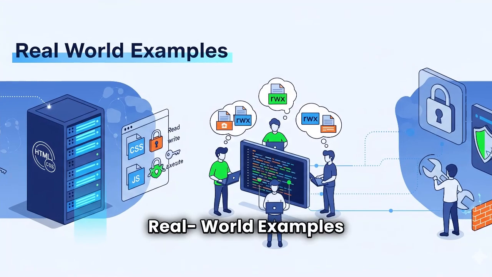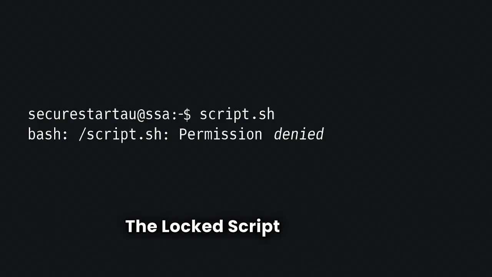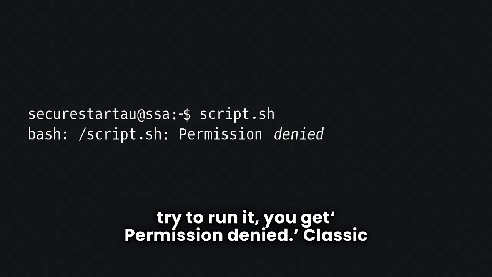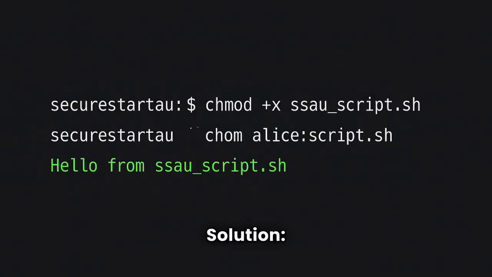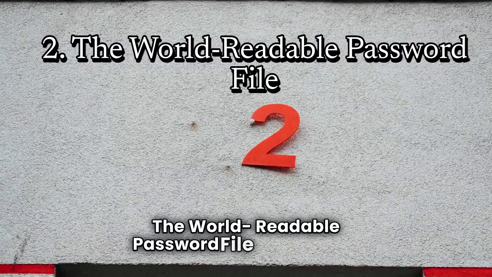Real-world examples. Example 1, the locked script. You write a script, but when you try to run it, you get permission denied. Classic case. Solution: chmod +x script.sh. Suddenly, it executes.